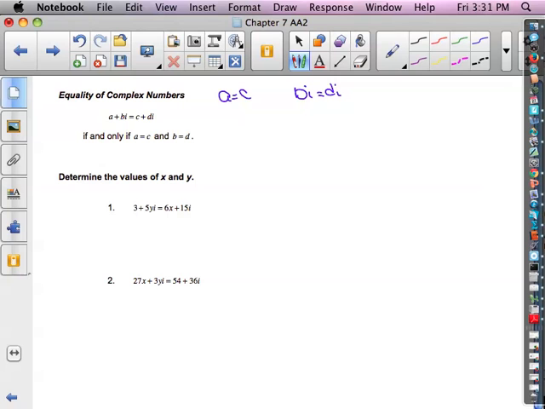If you look at these examples, I have two complex numbers equal to each other, so 3 plus 15yi is equal to 6x plus 15i. To solve this, set the real parts equal to each other. So 3 is equal to 6x, so x is equal to 1/2. Then the imaginary parts. 15yi is equal to 15i. Divide both sides by 15i and you will get that y is equal to 1.